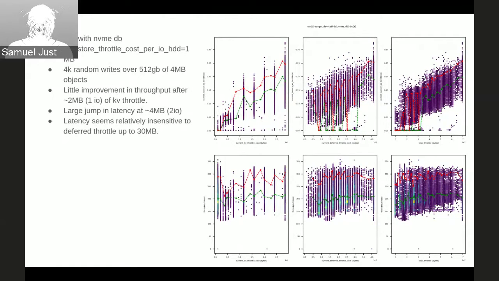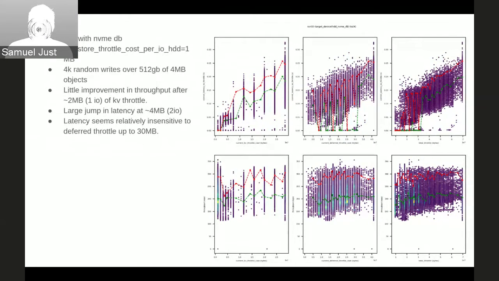Yep, we can see them, Sam. So based on what you were just saying, it sounds to me like the general theme here on hard drive right now is that you don't benefit much by having lots of concurrency against the hard drive, which kind of makes sense, right? But we do benefit from having it in the deferred throttle.